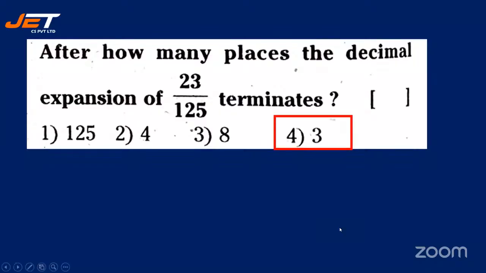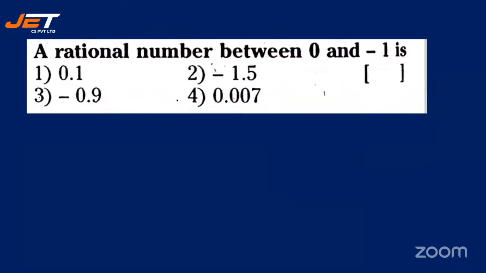It is after 3 places. So how do you know? You have to divide 23 by 125. After 3 places, you can see that the decimal expansion is getting terminated. All right, now let's move on to the next question.